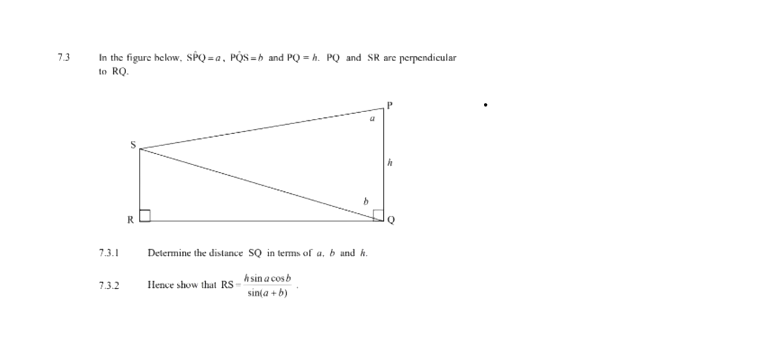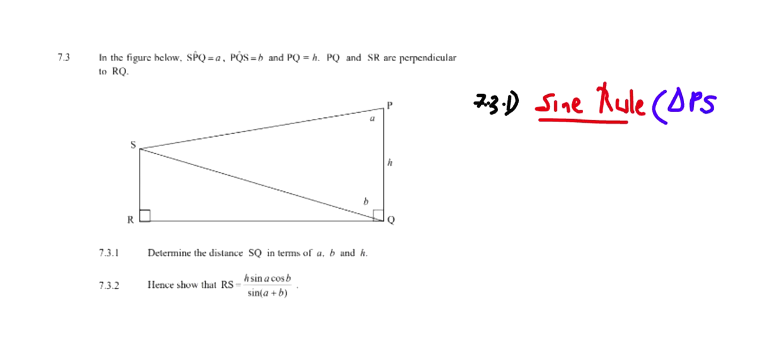So now, for us to determine the distance of SQ, what are we going to do? We're going to make sure that we use the sine rule. If you still remember, we're going to use the sine rule in triangle PSQ, in order to find SQ.